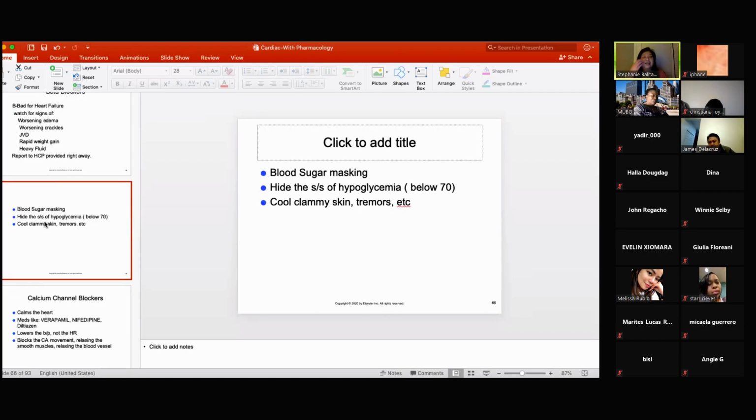You know how your diabetics, when they go into hypoglycemia, how would you know they're in a hypoglycemic state? They're sweating. Both clammy and sweating. Tachycardia. So, but if they are on beta blockers, you will not be able to see any of those signs because your beta blockers mask them.